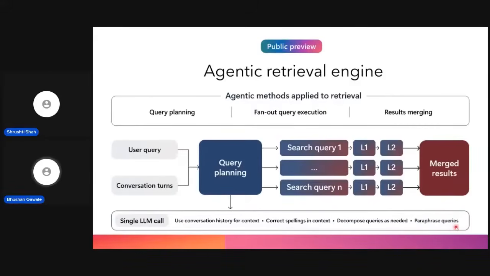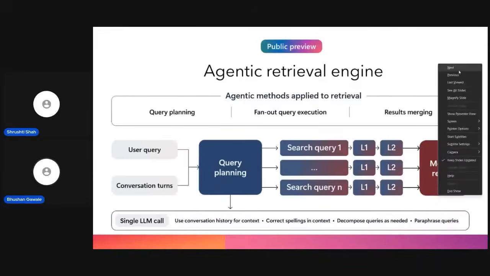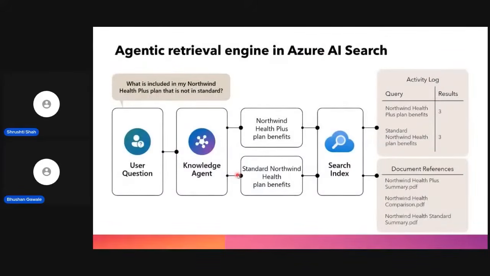That we can move on to the next one, which probably talks more about the concept here. Again, it's the same representation with an example. Someone is asking, for example, what is included in my Northwind Health Plus plan that is not standard. As you can imagine, the nature of the query here is complex enough. First you have to know what is standard, and only then can you answer what is not standard. So this is where it decides to break this into 2 subqueries. Then the retrieval happens over the search index, and the activity log shows you the result sets that it has fetched while doing the hybrid or the vector search.